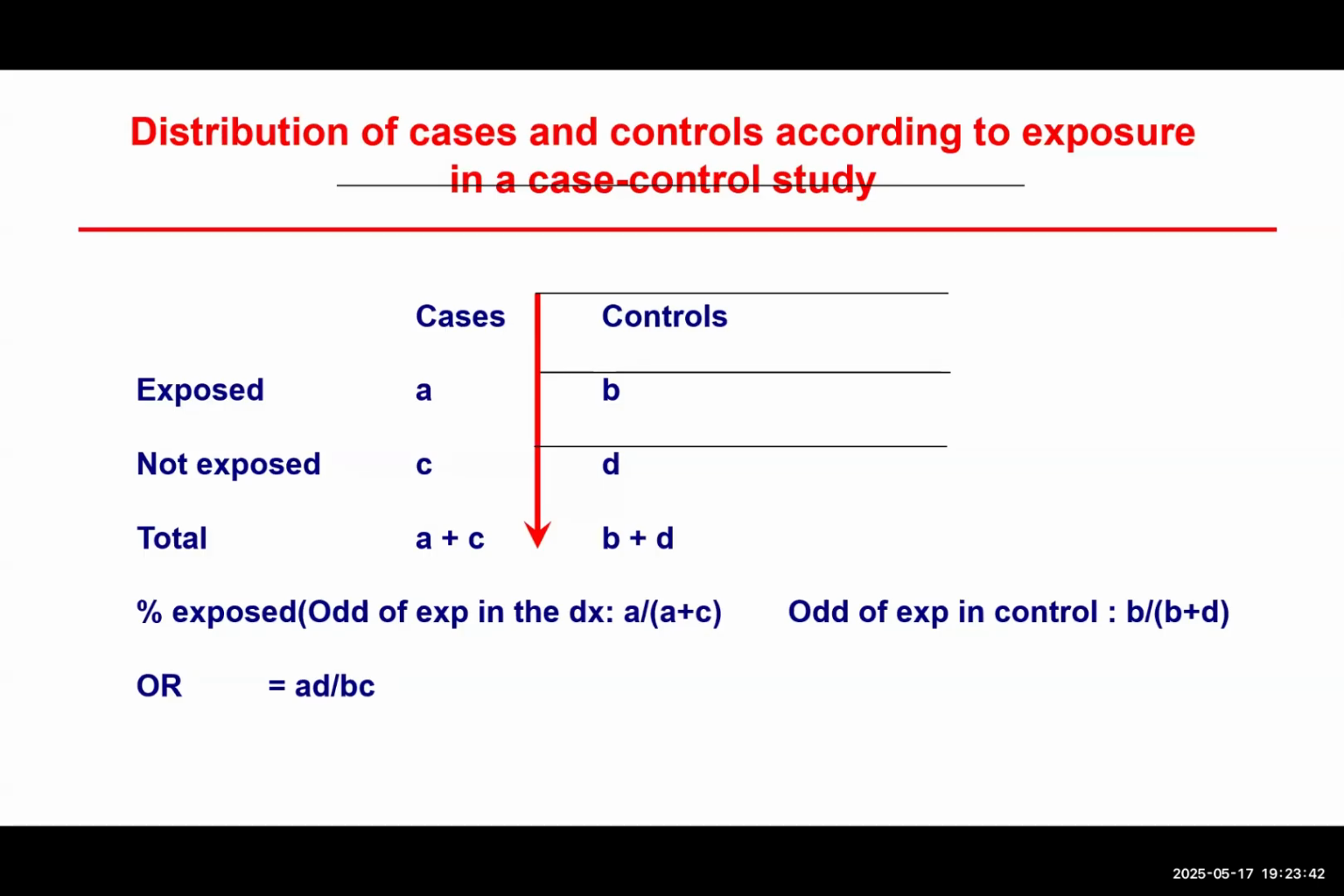So eventually, when you do it, A over A plus C, divided by the odds of the disease among the exposed over that in the control, will give you your odds ratio. And when you finish, for those who did mathematics, in your cross tabulation, your odds ratio would actually be the people in cell A times D divided by B times C. So depending on what you get.